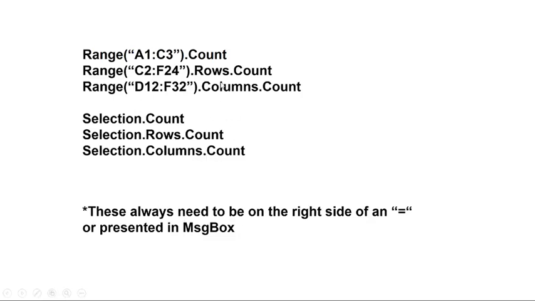Because they're not methods, these are properties, they always output something. So you either need a message box or they need to be on the right side of an equality. You can't just write selection.count on its own, or it'll give you an error because this is returning a value.